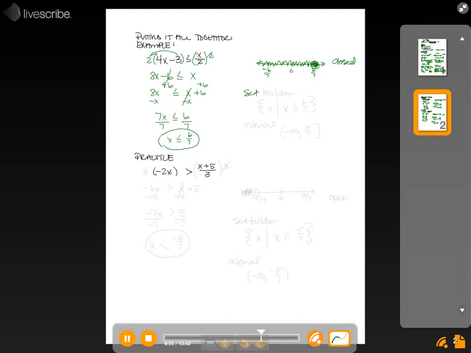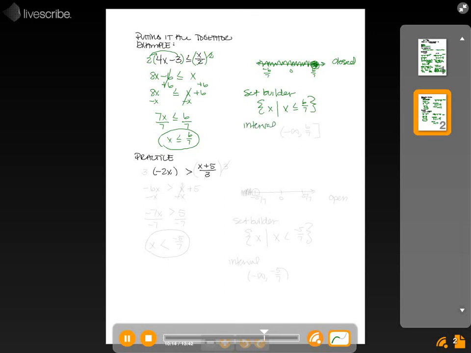So first thing we're going to do is start with set builder because it's the easier one. Curly bracket. Variable in this case is an x. Draw a line. Then our simplified inequality with the variable on the left. X is less than or equal to 6/7. There's set builder notation. Interval notation.